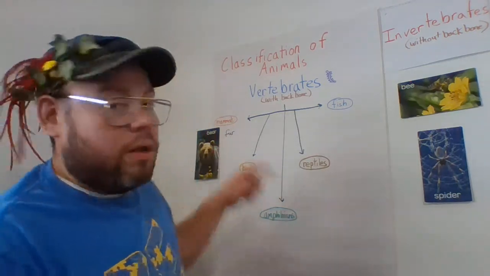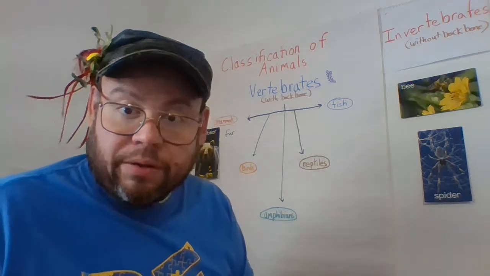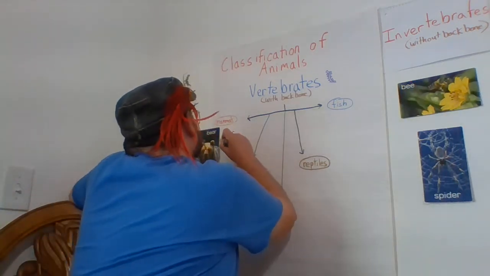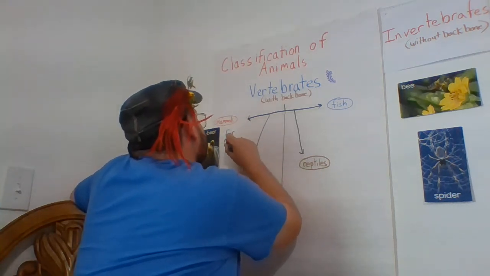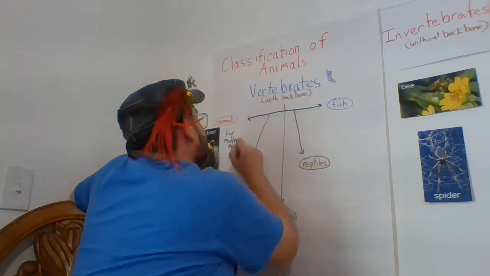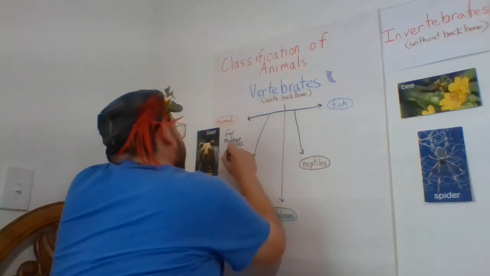So as a mammal, mothers nurse. We say mothers nurse the animals. That means the mothers give milk to the babies, right? So the mother nurses. And the next thing is we're warm-blooded. And let me explain what warm-blooded means.